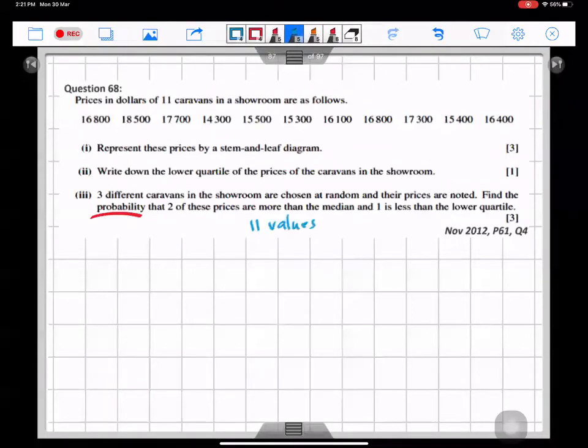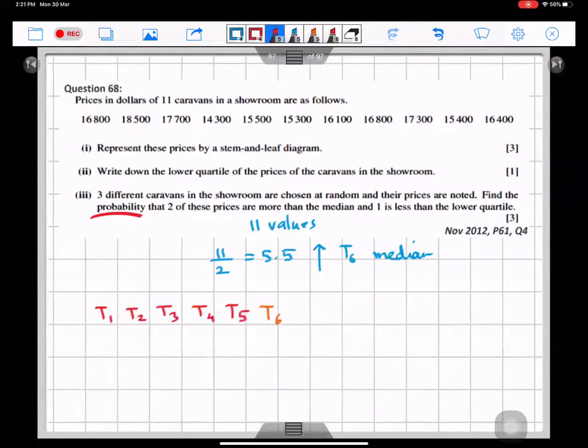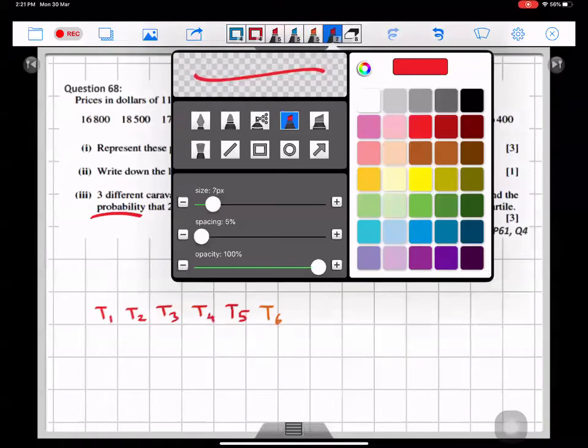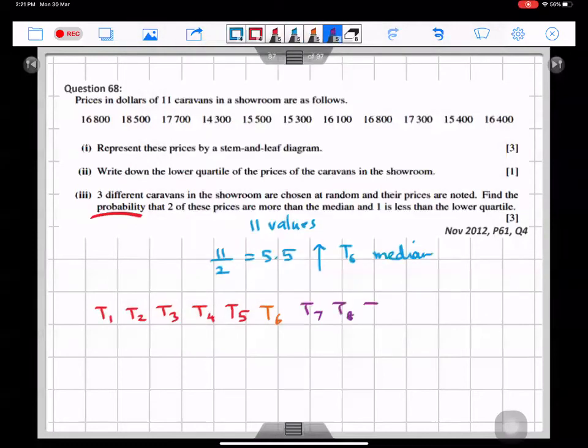And we know that 11 divided by 2 is 5.5. Round it up, that means the 6th value is the median value. Correct? So therefore, the 6th is the median. And then you have T1, T2, T3, T4, T5, 5 values below the median, and you have 5 values above the median. So you have T7, T8, T9, T10, and T11.